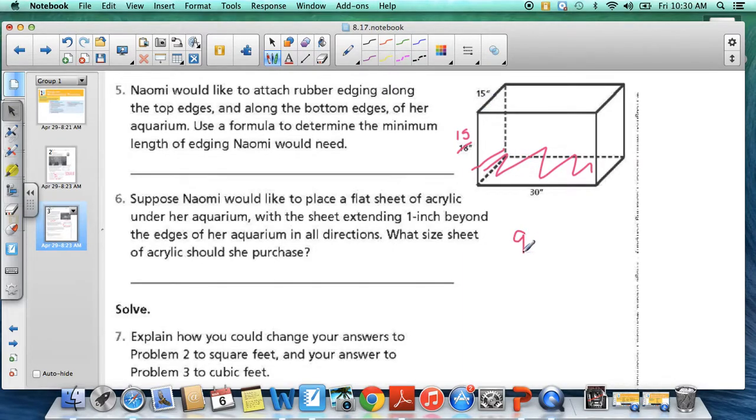So our perimeter for the top edge would be 90, and then we have to multiply that by 2 because we want to find the top and the bottom. So times 2 equals our grand total of 180 inches that Naomi would have to find of rubber edging to cover both of those surfaces.